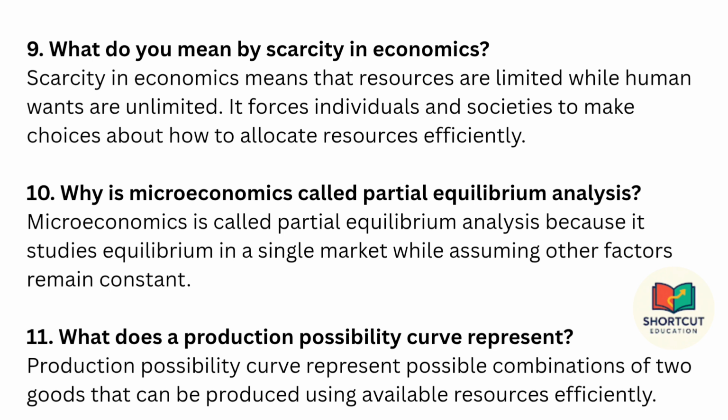11th question is, what does a production possibility curve represent? Generally, the production possibility curve represents the possible combinations of two goods that can be produced using available resources efficiently.